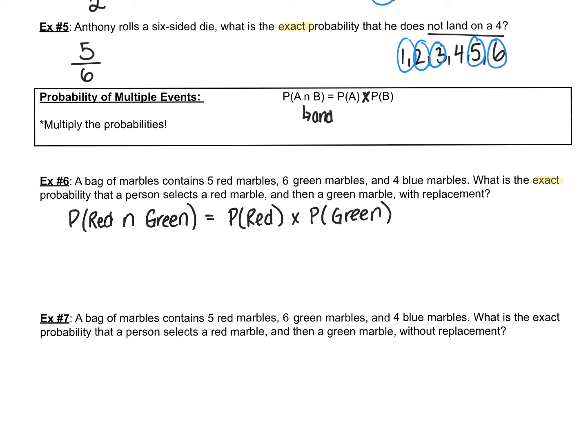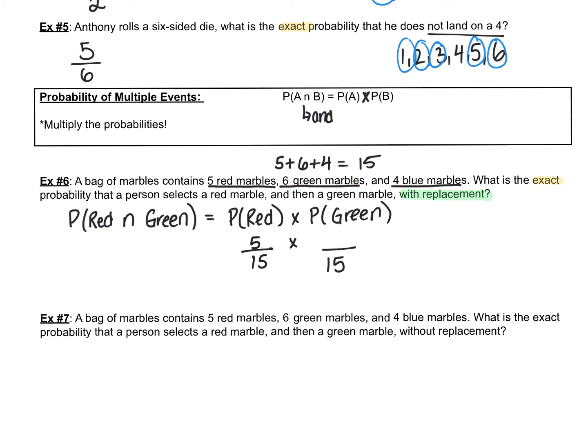So the chances that I get a red, well, there are 5 red marbles out of what is my grand total? Well, all I have to do is add up the totals. 5 plus 6 is 11, plus 4 is 15. All I did was add up 5 red, 6 green, and 4 blue, get a grand total of 15. And I need to multiply that by the probability of getting green. But what's really important is this word that says with replacement. So that means I've taken the red one out and I've replaced it. So that means my grand total still remains 15. And now what are the chances that I get a green?